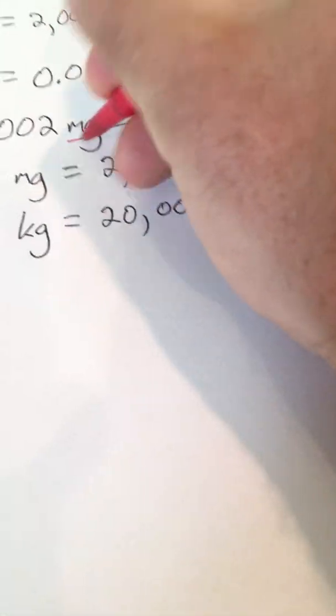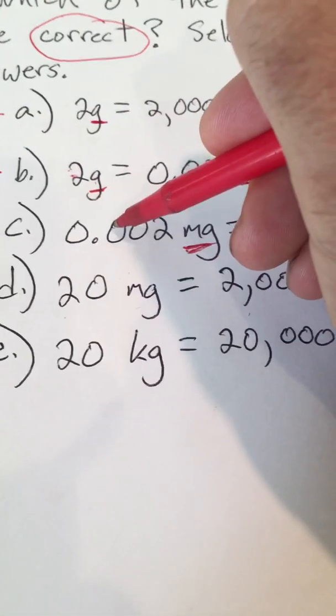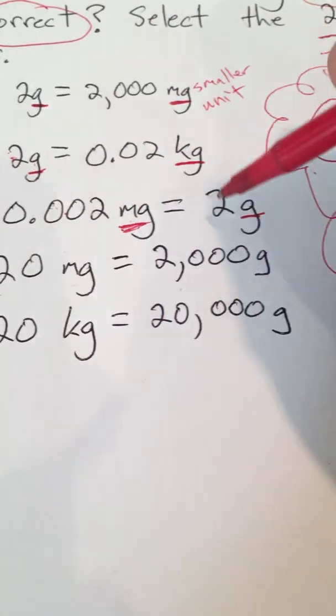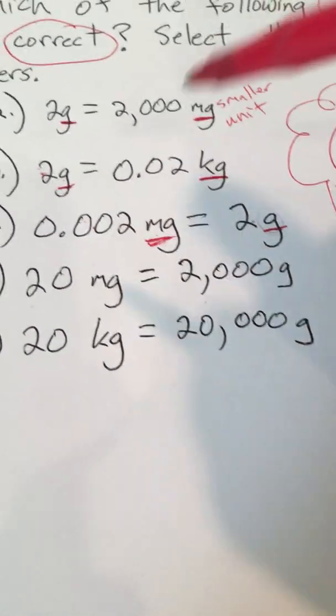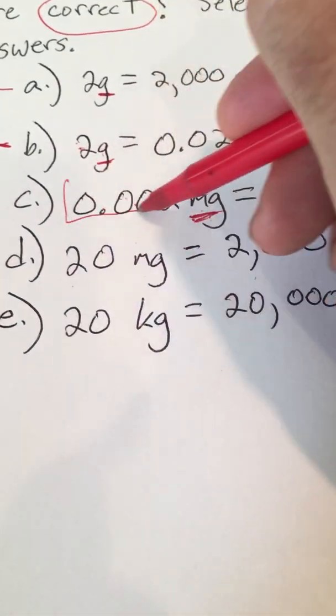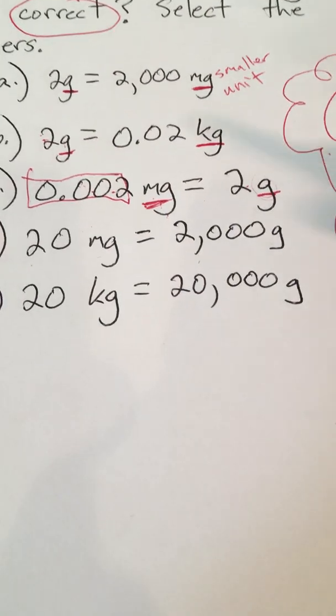So milligrams are the smaller unit, like I wrote over here. Milligrams are smaller than grams. So you need to have a bigger number of the smaller unit, right? You need to have a bigger number of these than the number of grams, because grams are a bigger unit, you need a smaller number. So notice how this one is not true. This one has the smaller unit, milligrams, has a smaller number of them.